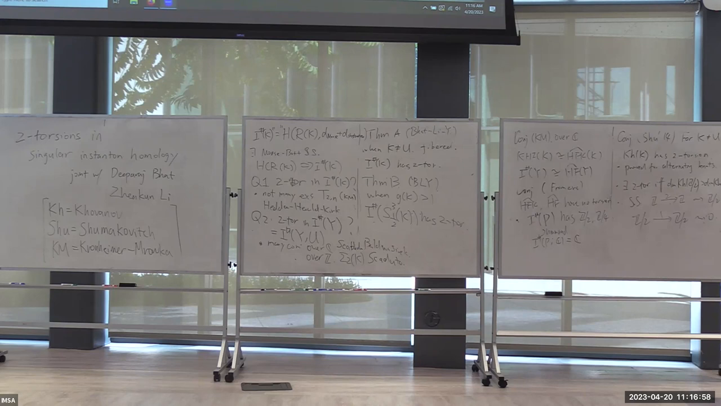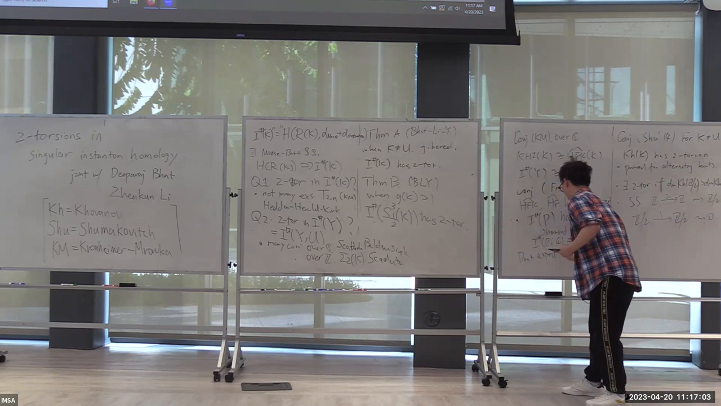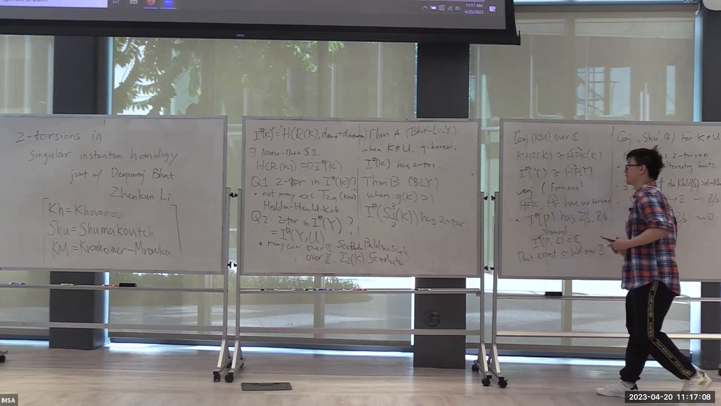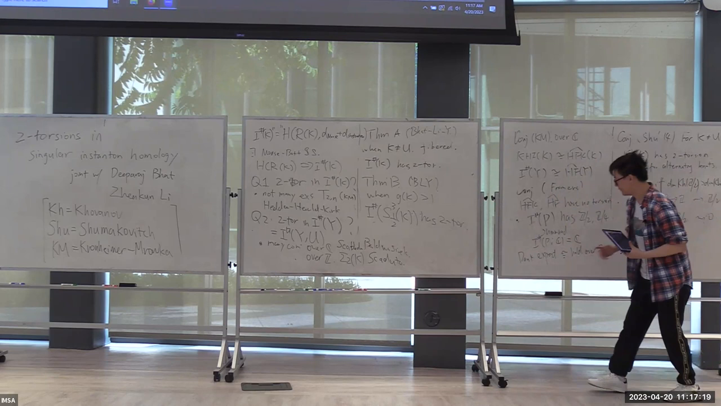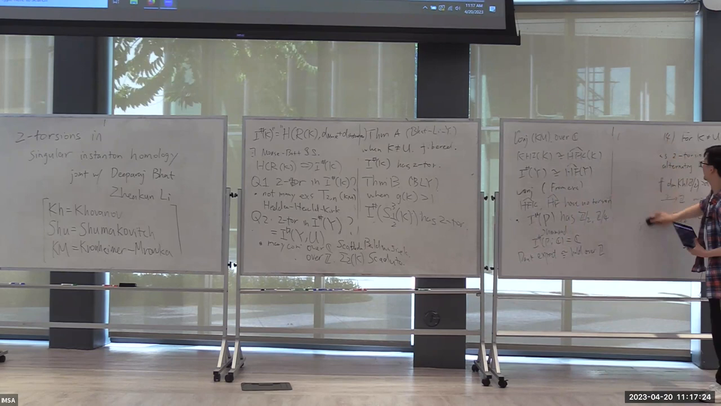So we do not expect an isomorphism over Z. I think I will come back to this part, if I have time, at the end of the talk to say more things about the Heegaard Floer theory. And then I will also state some remarks about the two theorems.